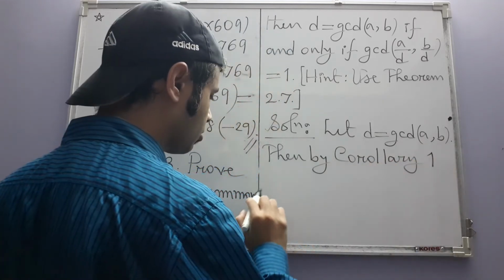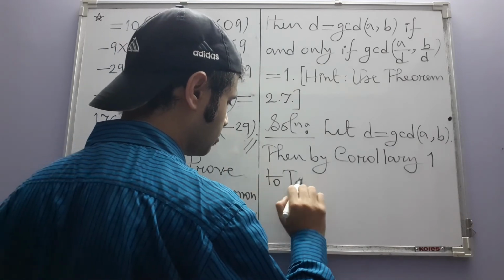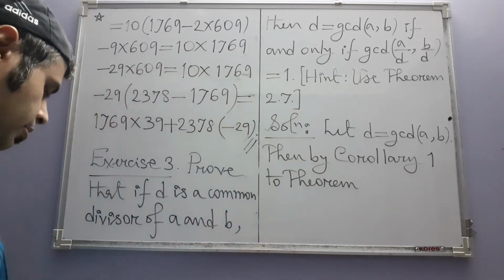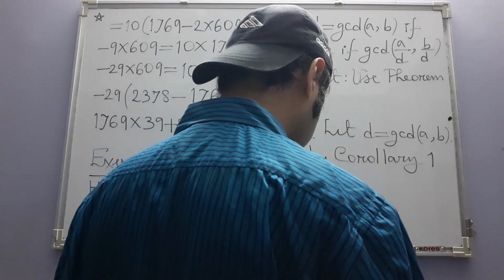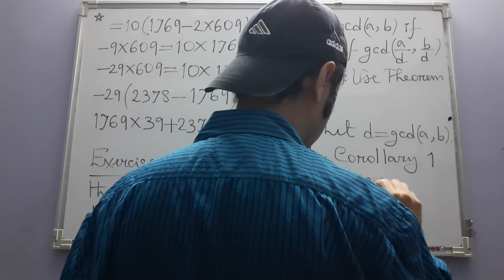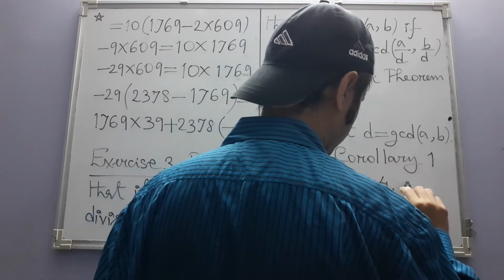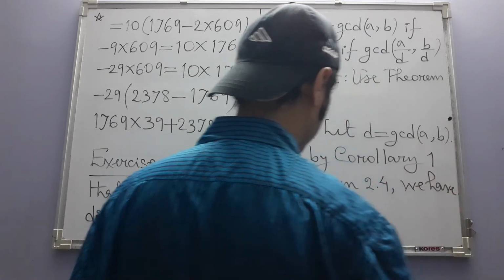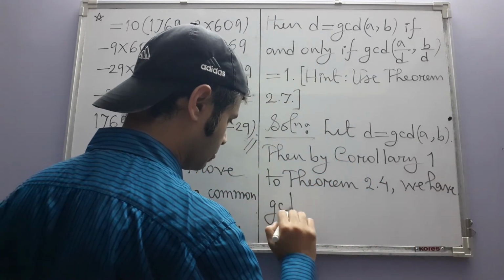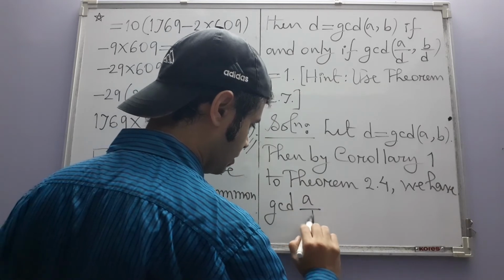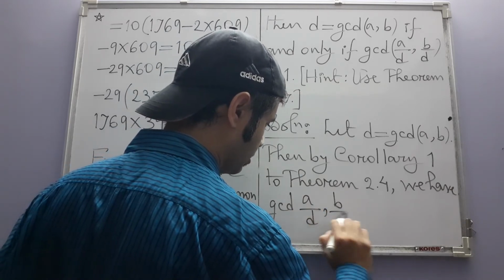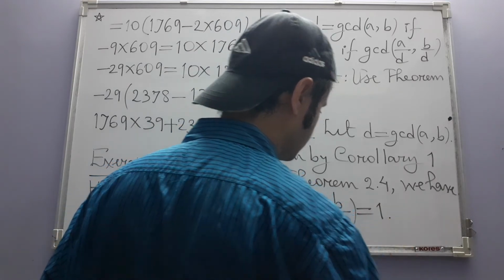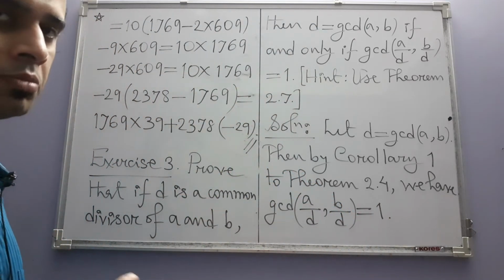Then by corollary 1 to this theorem, theorem 2.4, we have the GCD of A divided by D and B divided by D equal to 1. It has already been proved by us.